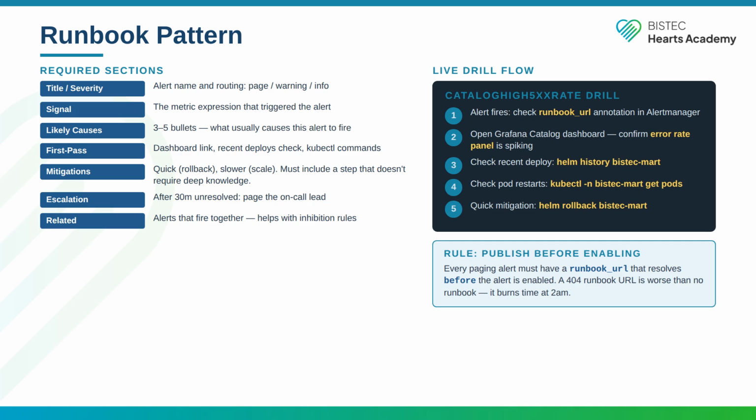The live drill flow on the right shows the catalog high error rate drill path. Alert fires. Click the runbook URL in Alertmanager. Open the Grafana catalog dashboard to confirm the error rate panel is spiking. Check recent deploys with helm history bistec-mart. Inspect pod restarts and roll back with helm rollback if a recent deploy is the culprit.